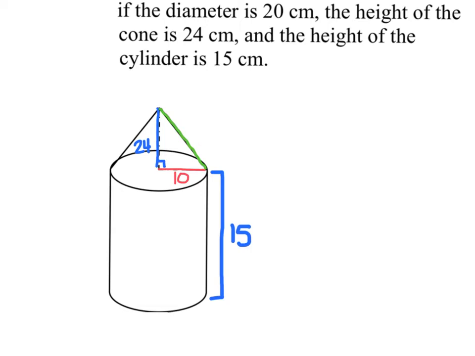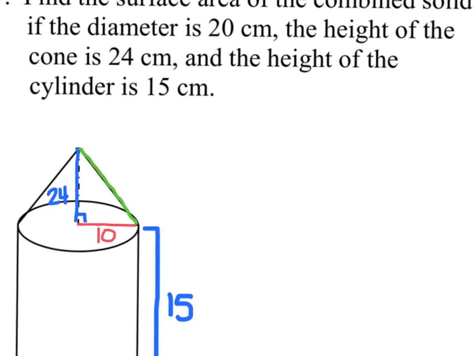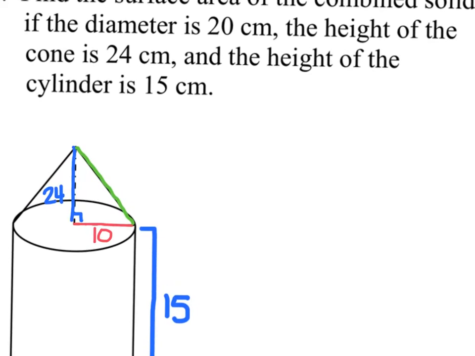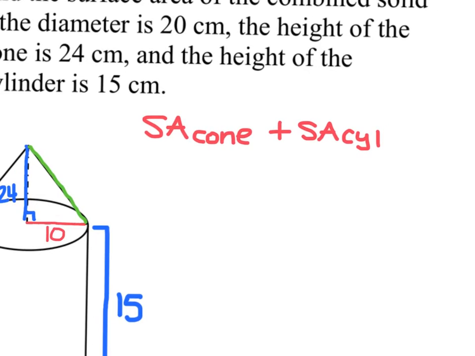So my game plan, which I always like to make, is that I'm going to find the surface area of the cone, add it to the surface area of the cylinder, and subtract two bases: the bottom of the cone and the top of the cylinder.